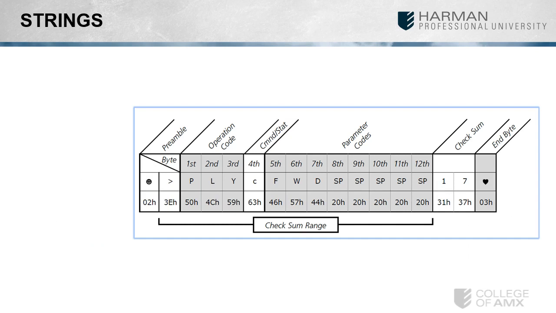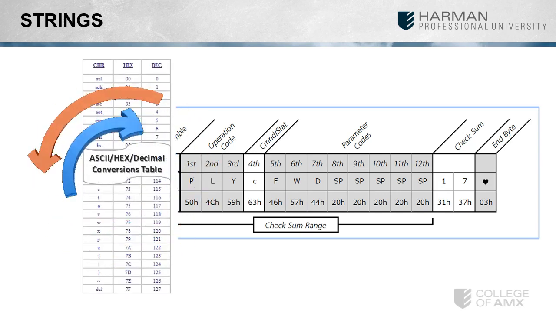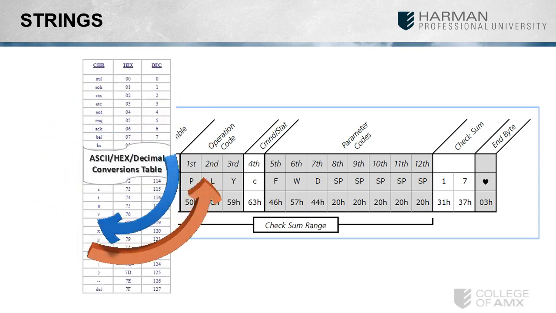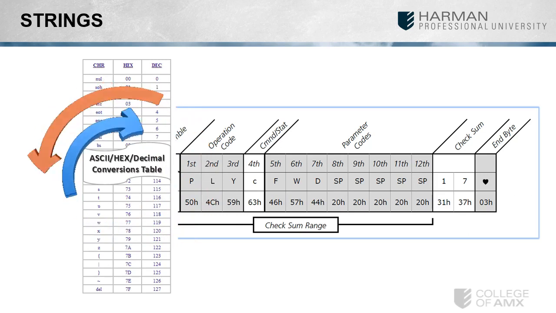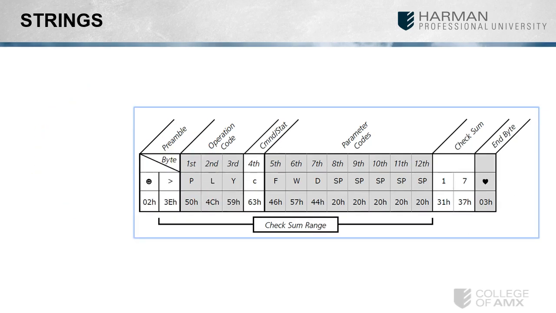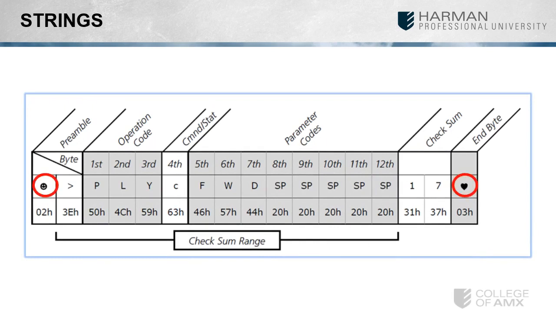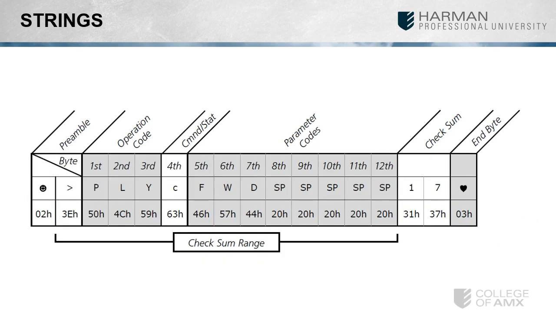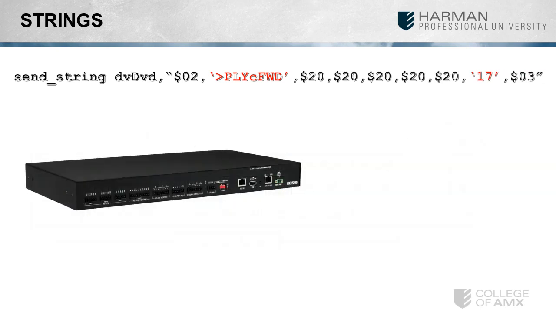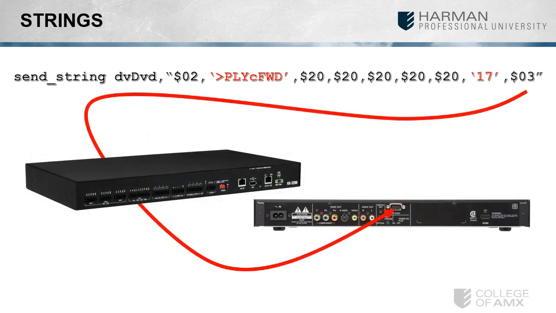If we examine an ASCII chart, we can see how the ASCII, the hexadecimal, and the decimal numbers are used interchangeably. Because the keyboard does not have a happy face or a heart, we are required to use the hexadecimal equivalent for the first and last bytes of the data. When executed, this will send a string through the NetLinx device to the DVD player and request the DVD player to play the loaded DVD.